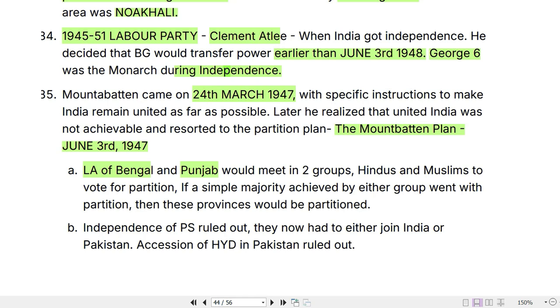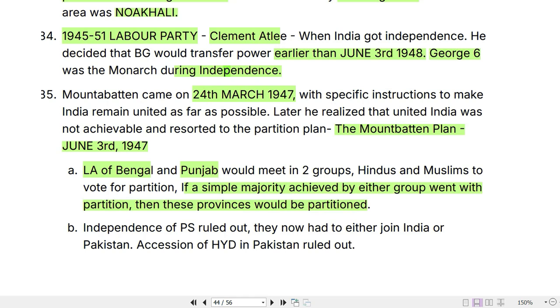So firstly, all the Hindu members of the Legislative Assemblies of Bengal and Punjab would meet. They would vote whether to go for partition or not. Similarly, all the Muslims of the Legislative Assemblies of Bengal and Punjab would meet in a single session, and they would vote whether to go for partition or not. If a simple majority was achieved by either group, then partition would occur, right? If a simple majority achieved by either group went with partition, then these provinces would be partitioned.